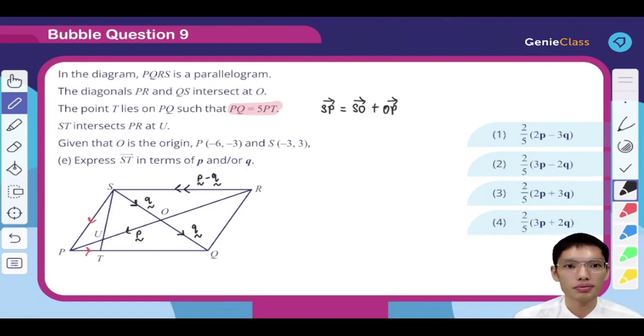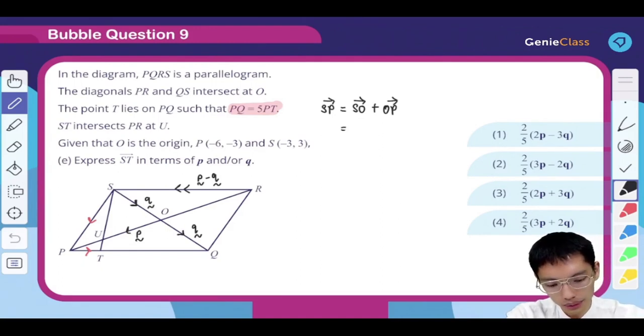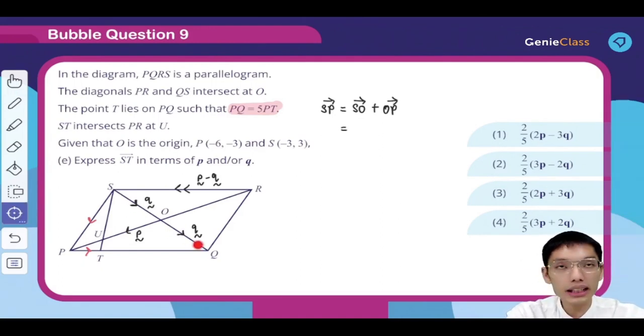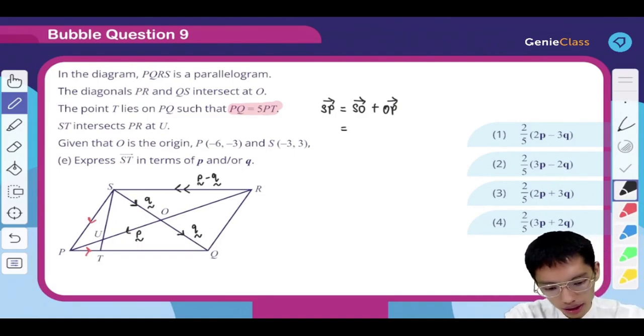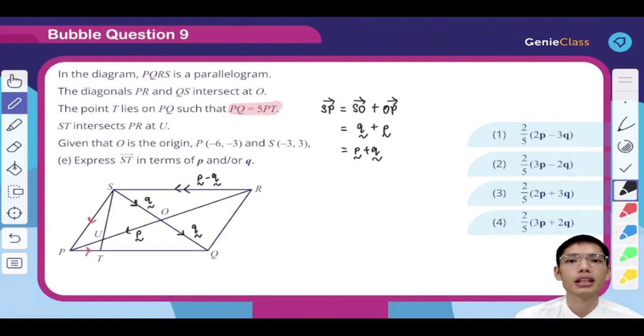What is SO? If you look at the diagram, since this is my whole diagonal, it cuts it into 2 equal parts. Same direction, same length. This is the same vector. SO and OQ are the same vector. So therefore, SO is actually Q, OP is actually P. Or in fact, P plus Q. Convention, easier to see.